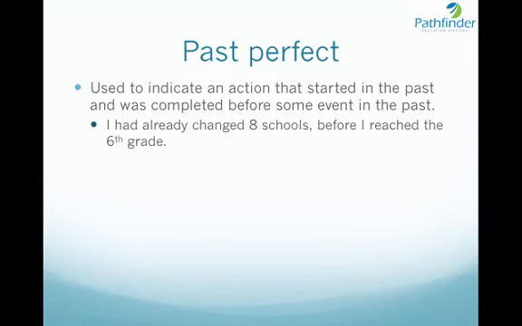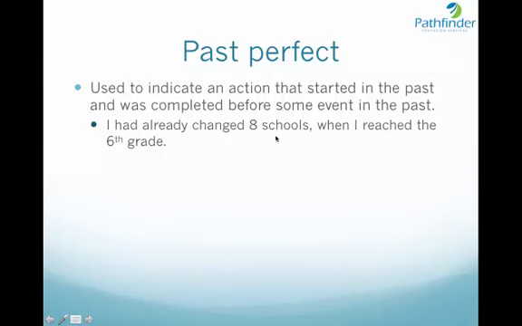Let us take an example. I had already changed 8 schools when I reached the 6th grade. So there are two actions here. Action number 1, I had already changed 8 schools. This happened sometime in the past. And I reached the 6th grade. This is also an action that happened in the past. But which of these two actions happened first? I had already changed 8 schools happened first because that is indicated in past perfect tense.